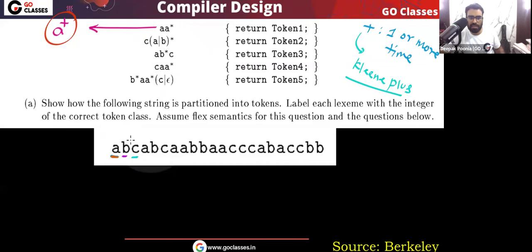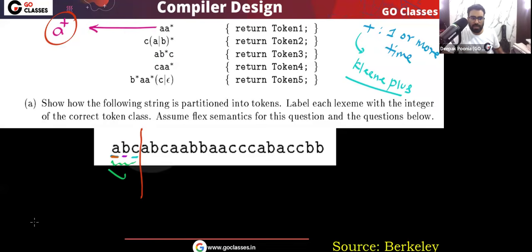Yes or no? ABC. Now after that there is A. ABCA. Now you can notice this is also not in the race, because after C, A cannot come. Now all of them are out of the race. So you go back and you find what was the last match. You can see this ABC is the last match. Do you agree with me? This ABC is matching with the regular expression for token 3.